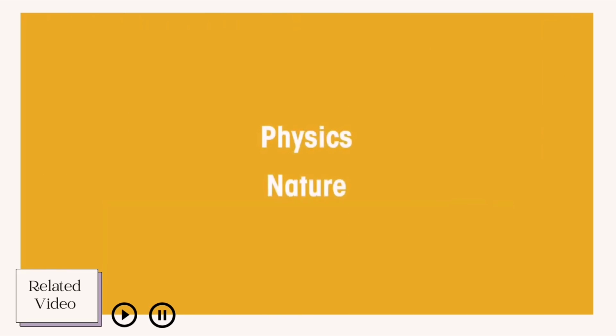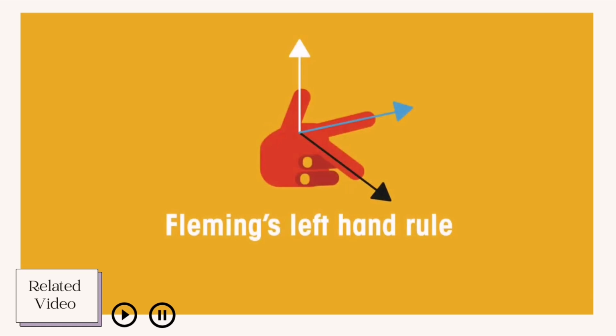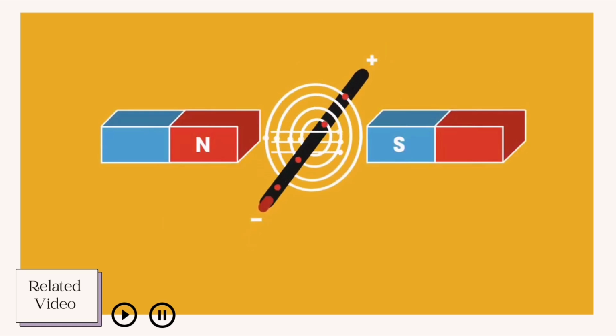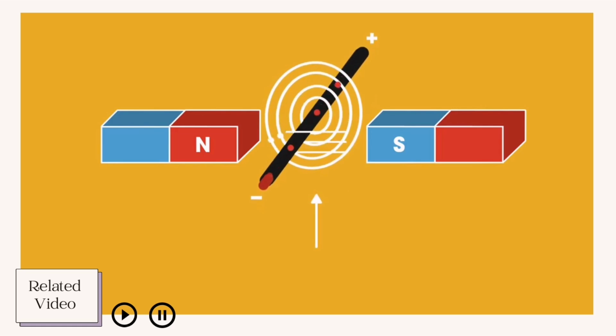Sometimes physics and nature go hand in hand. In this video, we're going to look at using Fleming's left-hand rule to help us remember how current, magnetic fields, and direction all go together. First, let's talk about the motor effect. A wire carrying a current creates a magnetic field. This can interact with other magnetic fields, causing a force that pushes the wire at right angles. This is called the motor effect.